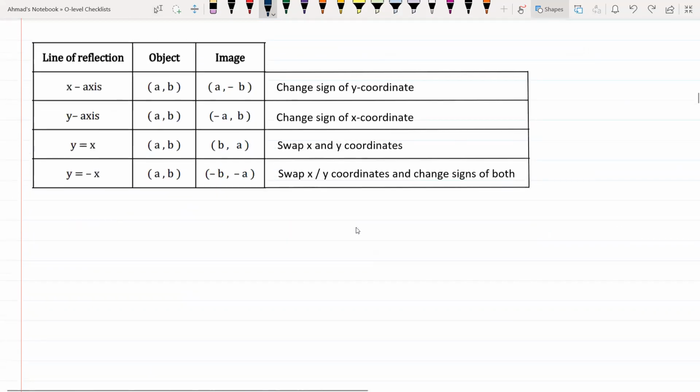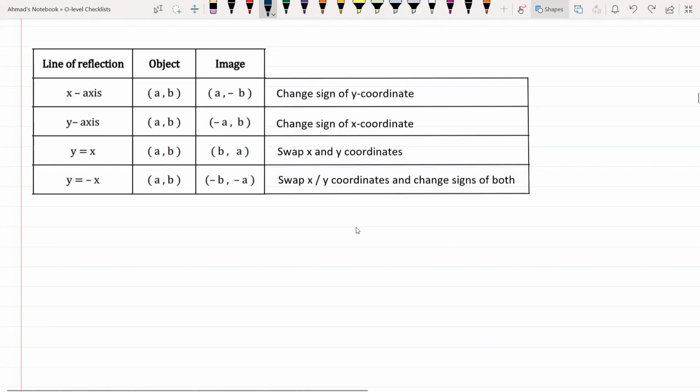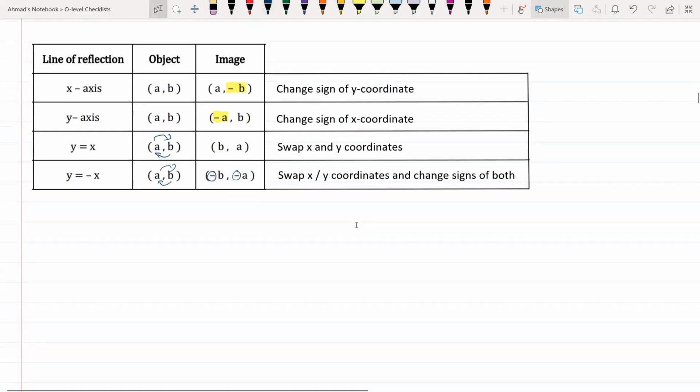But in any case, this is what happens for these common lines of reflection. x-axis में आप reflect करते हो तो क्या होता है? Your y coordinate just changes sign. जब आप y-axis में reflect करते हो तो x coordinate जो है उसका sign change हो जाता है. जब आप y equals x में reflect करते हो आपके ये coordinates swap हो जाते हैं. जब आप y equals minus x में reflect करते हो, so your coordinates swap and your sign also change. दोनों चीजें एक साथ होती हैं, right? So if you remember it this way, this is what you do in that case.